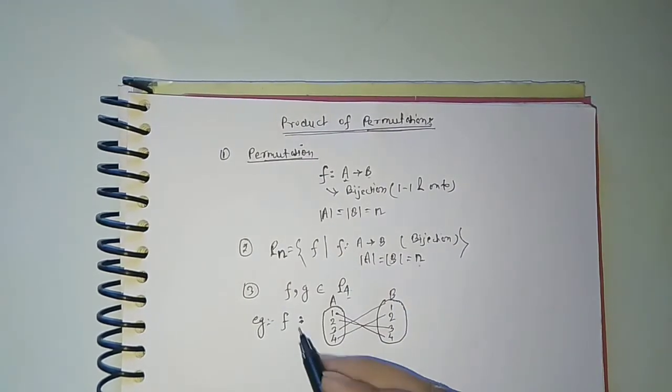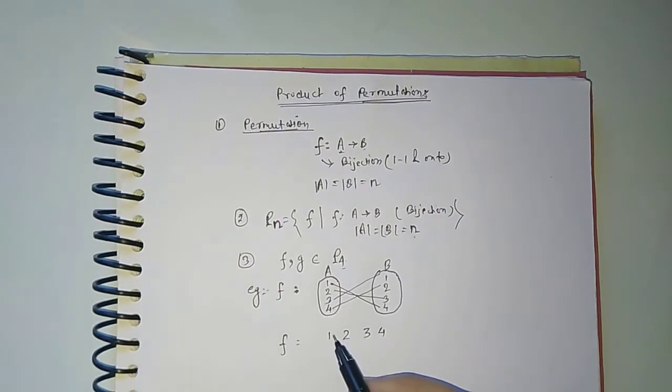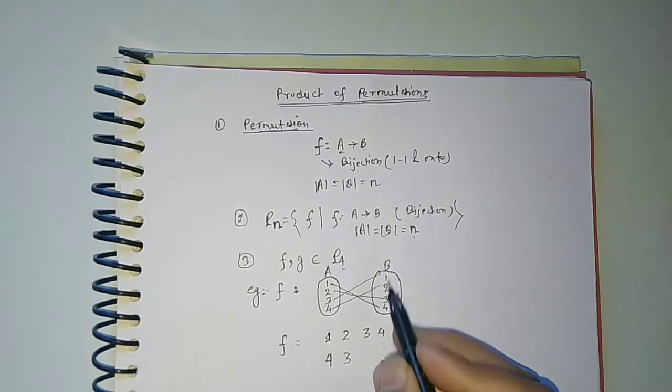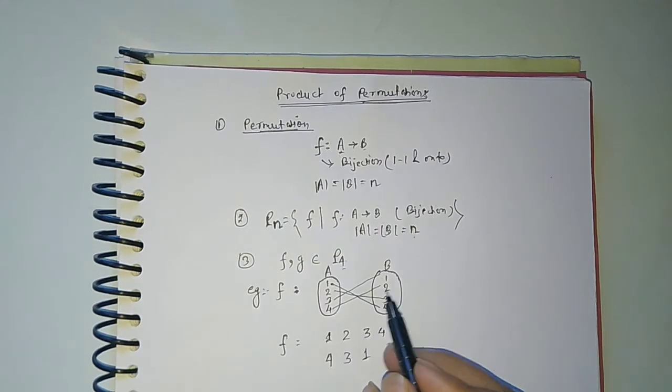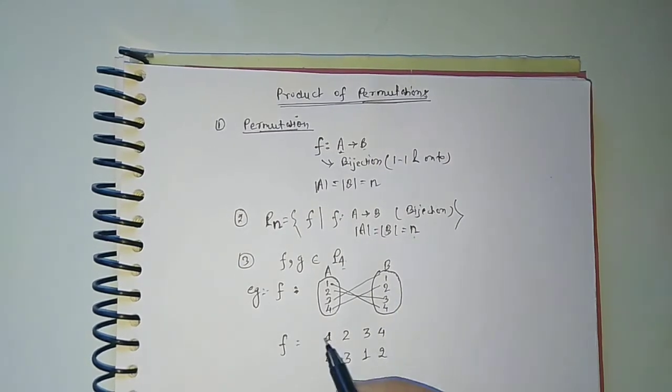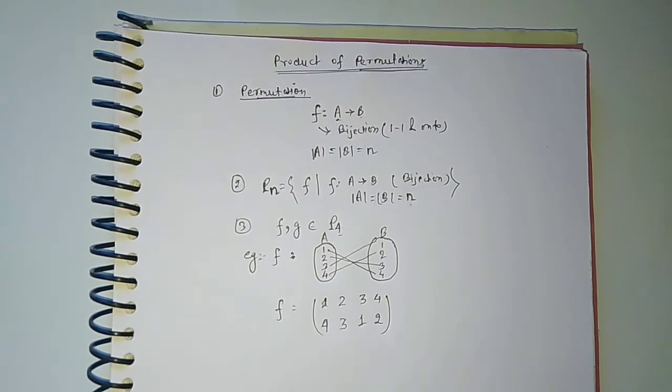Then we can denote this permutation F as follows. First we write all the elements of the domain in one line, that is 1 2 3 4. Now write the image of each element below that element. Image of 1 is 4, so write 4 here. Image of 2 is 3, so write 3 here. Image of 3 is 1, so write 1 below the 3. And image of 4 is 2, so write 2 below the element 4. So this is the representation of a permutation.